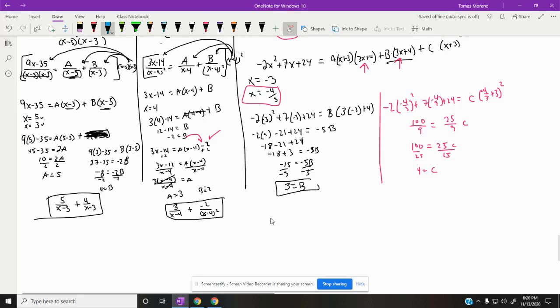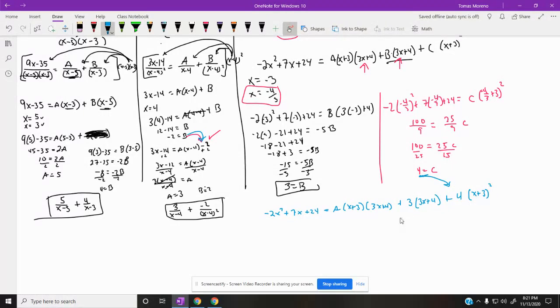So I already know a couple of things, right? I know my B and I know my C. Kind of like what I did in the previous problem, where I plugged in my B right here and solved for A. I'm doing the same thing here. So my B is 3, so that's going to be times 3x plus 4. And then my C is 4. But remember, this is x plus 3 squared.